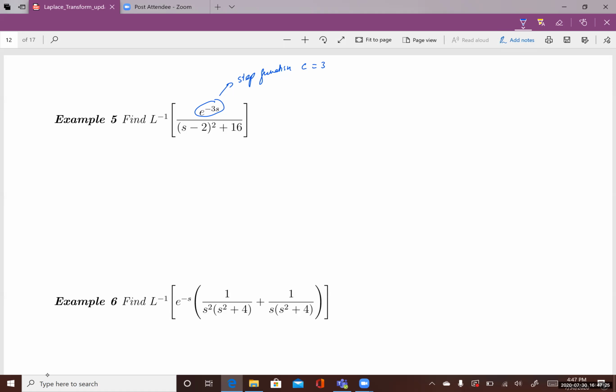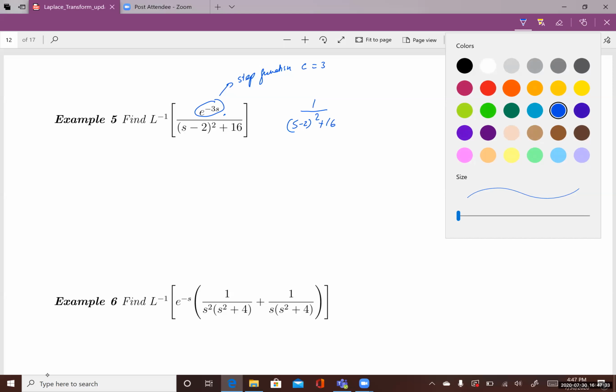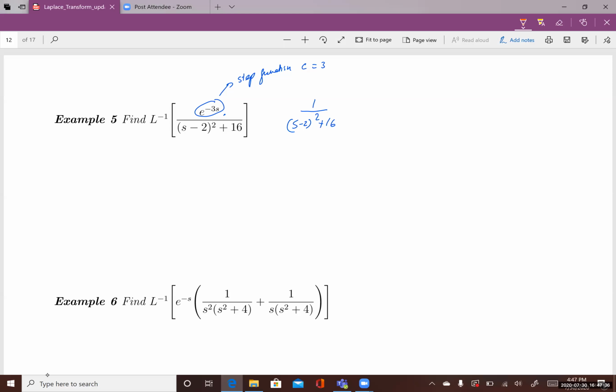And besides this, you recognize that 1 over s minus 2 squared plus 16 in Laplace transform is the form of sine. 16 is 4 squared, so sine of 4t. But for sine of 4t, this is going to be just s squared plus 4 squared, which is 16.